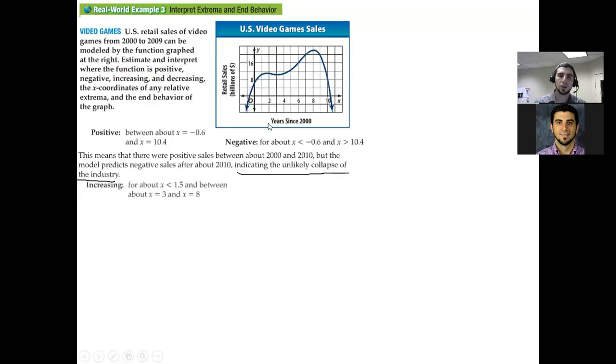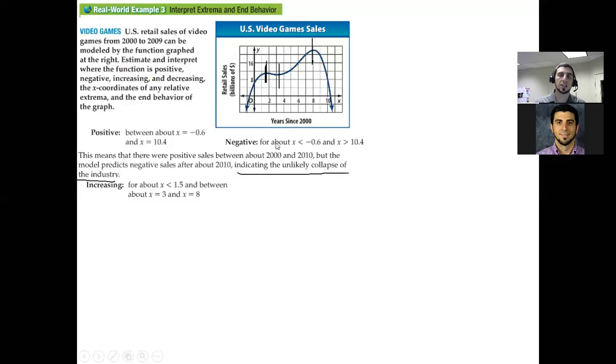All right, so it's increasing for values less than 1.5. So you can see like right here, the graph goes up until about this point, and then it dips down a little bit. And then it dips down till about right here and turns and goes back up. And then it goes up to about right here and dips back down.